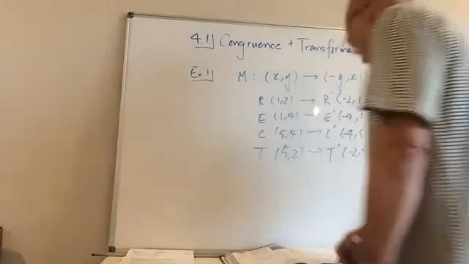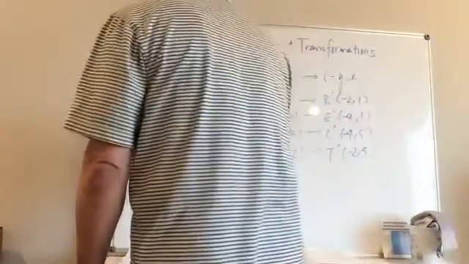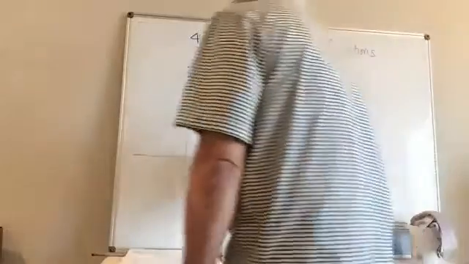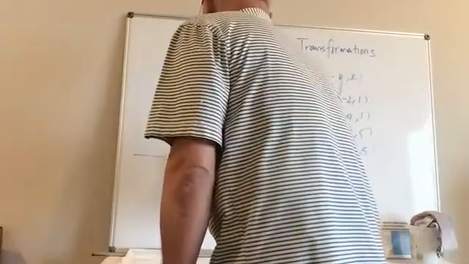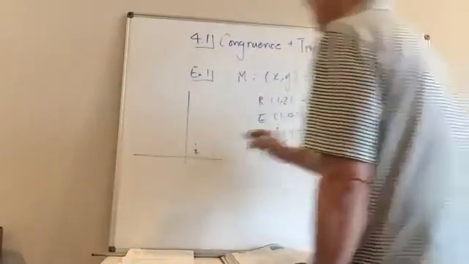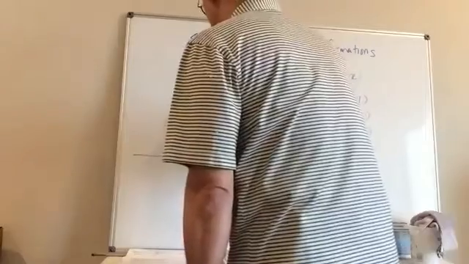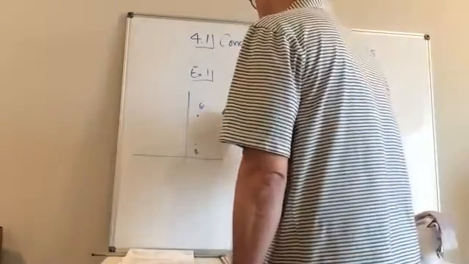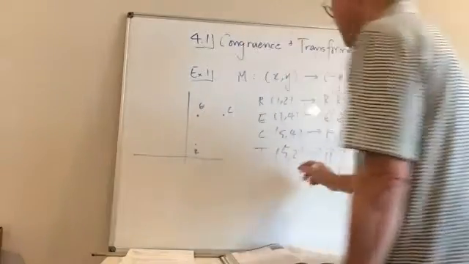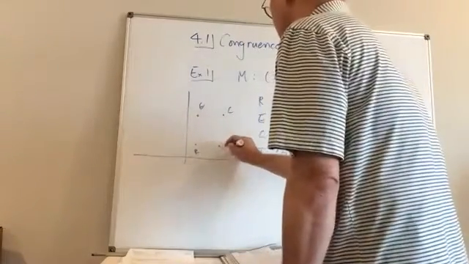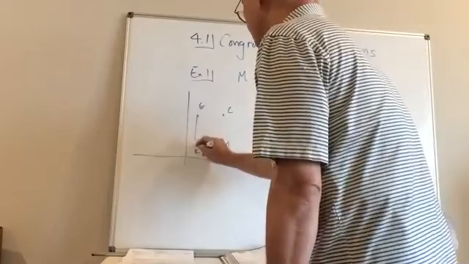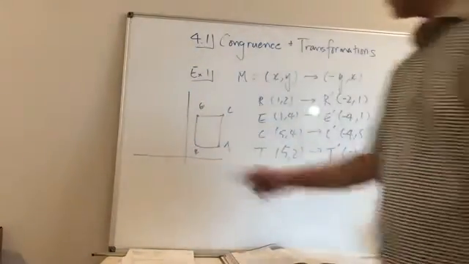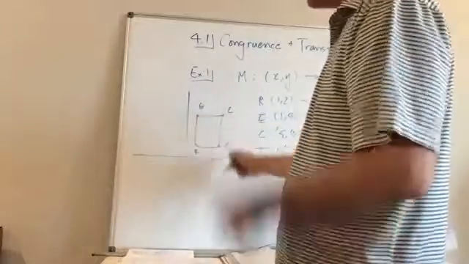Okay? So if we go ahead and do the transformation, if we go ahead and plot it out, I have 1, 2, that's R. I have 1, 4, that's E. Then C is 5, 4. Then I'm going to have 5, 2, which is T. So now I see why they use RECT, because it spells rectangular, because this is a rectangular shape.